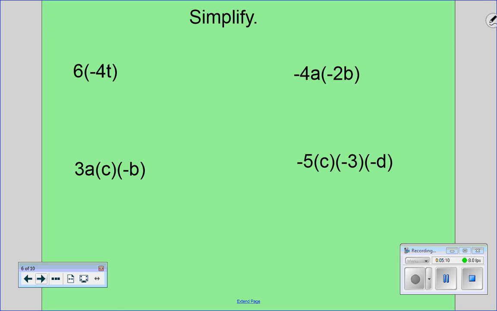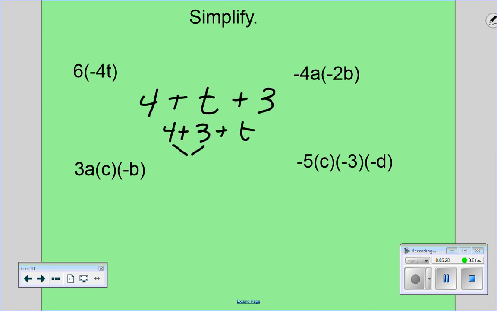So notice I have letters in there, and I have numbers, and I have negatives. So remember before when we had ones that looked like this, it was like 4 plus t plus 3, and you say, okay, I'm going to make it 4 plus 3 plus t, and then I'm going to put these together. Remember we did those last chapter?